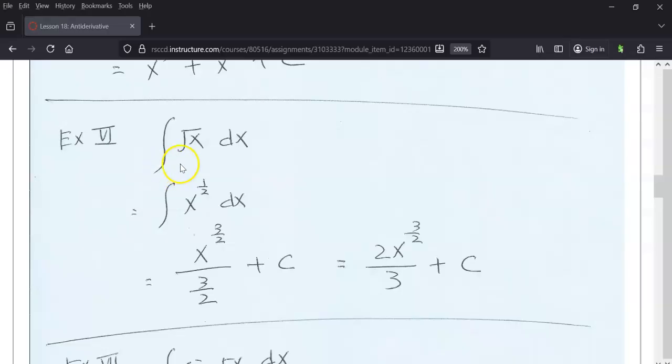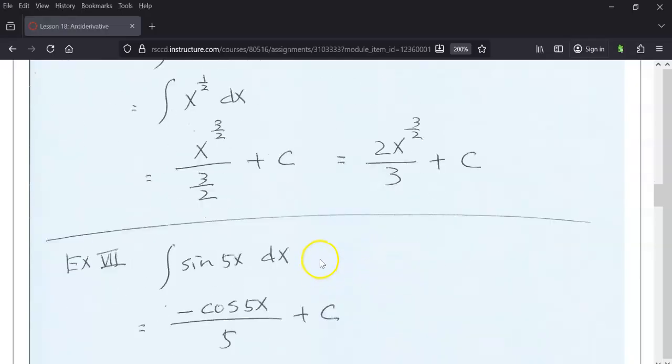Now we have the integration of radical x. Remember, radical x means x to the 1/2 power. Then the same rule applies. So we take the 1/2 power plus 1, which is 3/2. Then we divide by 3/2. Then we just simplify it. So the answer is 2x to the 3/2 power over 3 plus c. Or sometimes some people write it as 2/3 x to the 3/2 plus c.